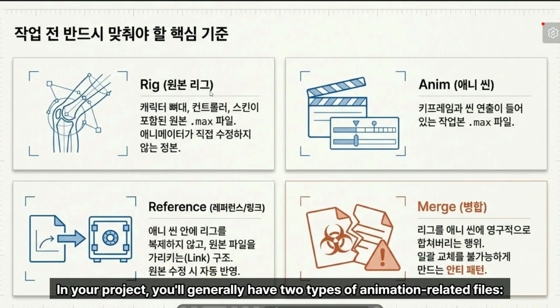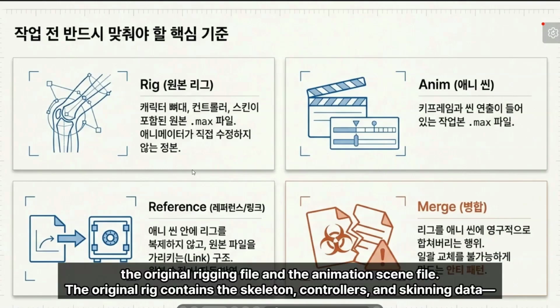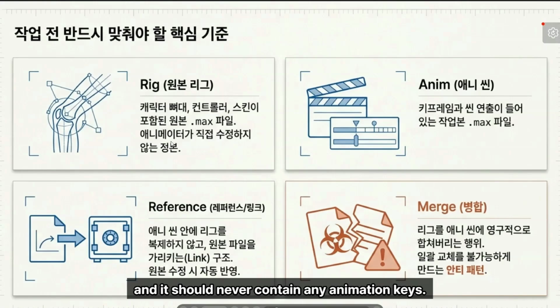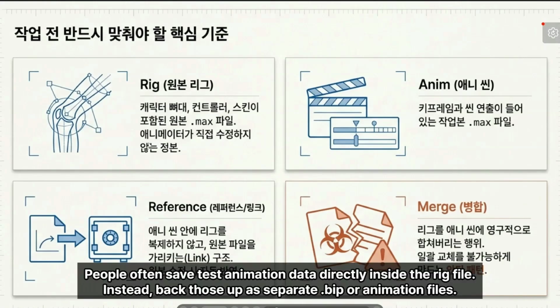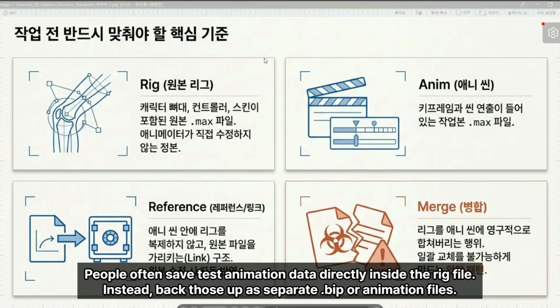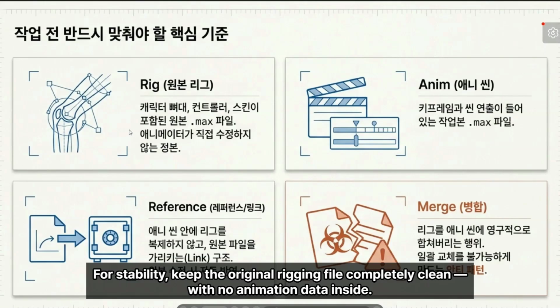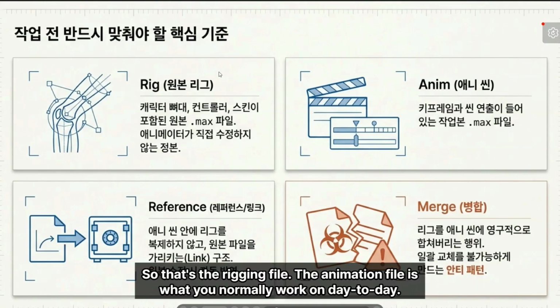In your project, you'll generally have two types of animation-related files: the original rigging file and the animation scene file. The original rig contains the skeleton, controllers, and skinning data. And it should never contain any animation keys. People often save test animation data directly inside the rig file. Instead, back those up as separate .bip or animation files. For stability, keep the original rigging file completely clean with no animation data inside. So that's the rigging file.